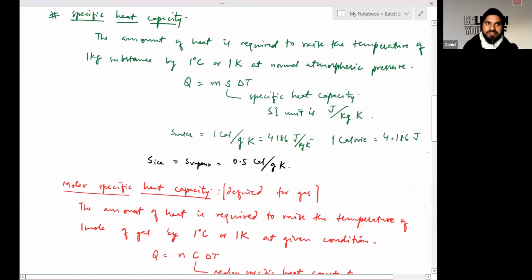Just see the value of the specific heat constant for water. For water, it will be 1 calorie per gram per Kelvin. And for ice and vapor, it will be 0.5 calorie per gram per Kelvin. So we can say the inclination of ice and vapor, since both have the same value of specific heat constant, will be the same. And for water, it has a larger value of specific heat constant, so its inclination will be smaller compared to ice and vapor as well. Atif, is it clear? Yes, sir.